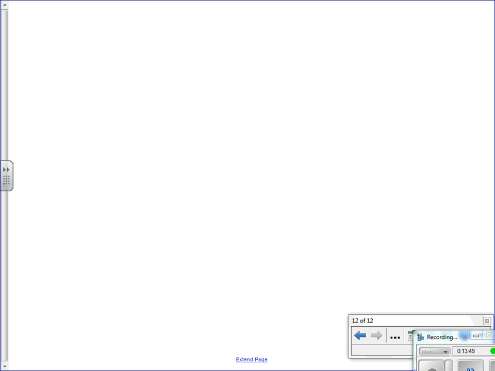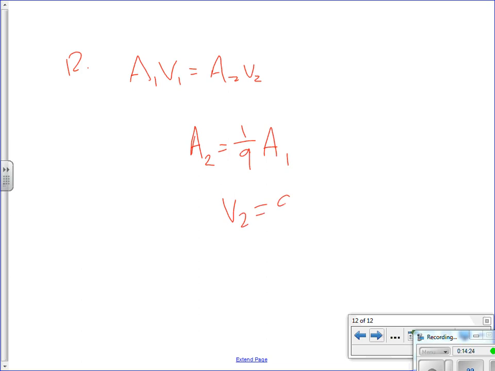Now they go pretty quick from here. 12. Flow speed at point Y. Well, this is A1, V1, A2, V2, or AX, VX, AY, VY. The diameter is 3 times smaller, so the radius is 3 times smaller. That means that the area is 1/9 the original area. So that means that V2 is 9V1. 36. E.